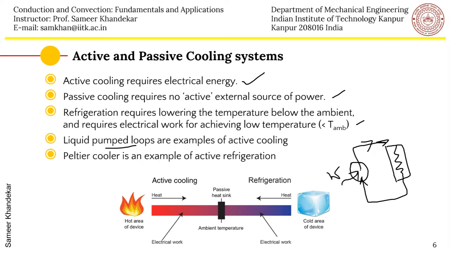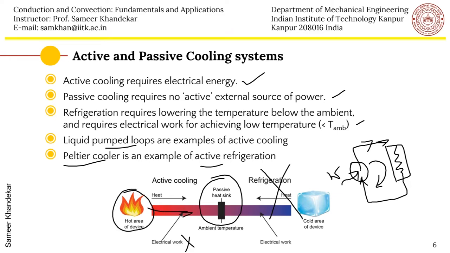A Peltier cooler, if you remember, is an example of active refrigeration. But we are going to use a passive sink, like a passive device where there is no electrical work. Okay, so heat will get transferred from one location to the other. Mind you, we are not talking about refrigeration here. We are only talking about a passive device by which heat can be transferred from location A to location B without any external power source requirement.